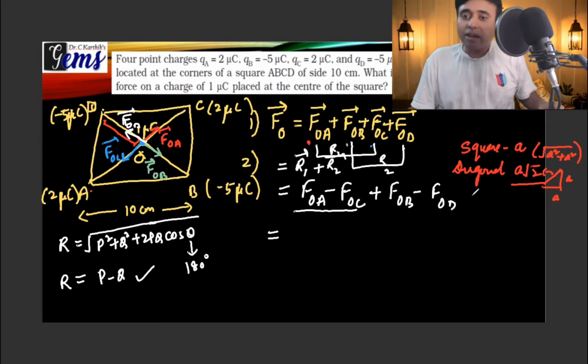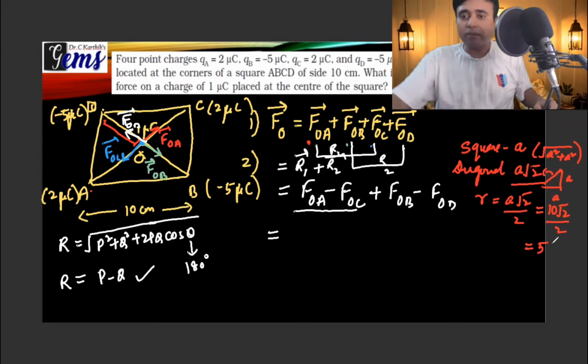Similarly, the diagonal, we are only considering half of the diagonal. So the distance R which we are interested in right now is A root 2 upon 2. What is A in this? 10 centimeter, given in the question. So it will become 10 root 2 upon 2. That is nothing but 5 root 2 centimeter.